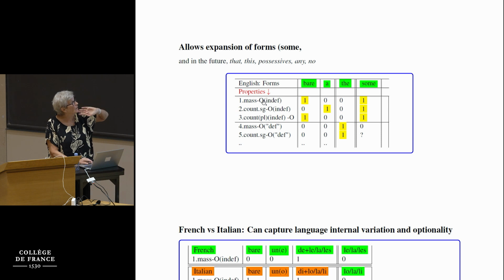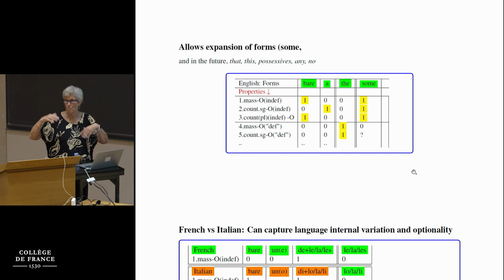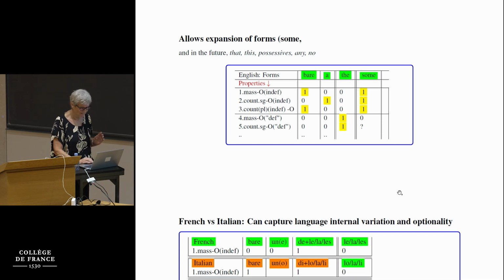If you have an indefinite mass object, can it have some? Yes. If you have an indefinite count, yes. I saw some cat, right? If you have a plural, can you have some? Yes, I saw some cats, right? So the way in which you can show these forms and the context is quite doable, and the examples are not very complicated yet. Okay.